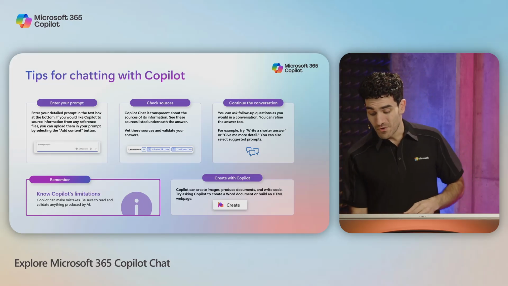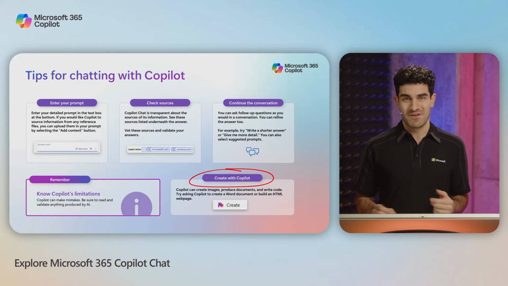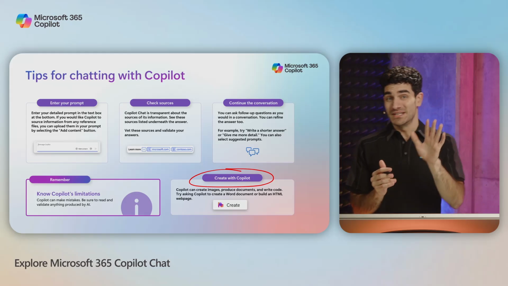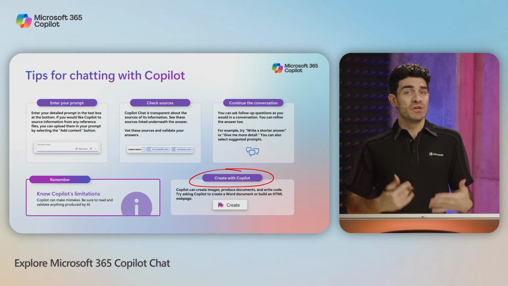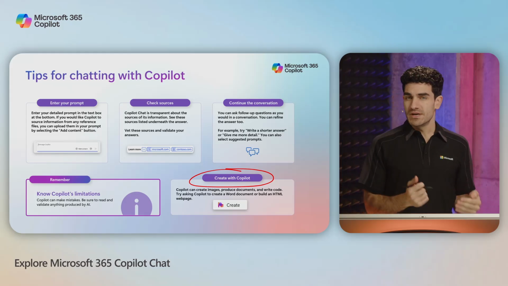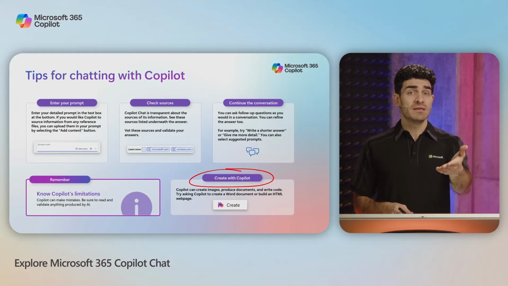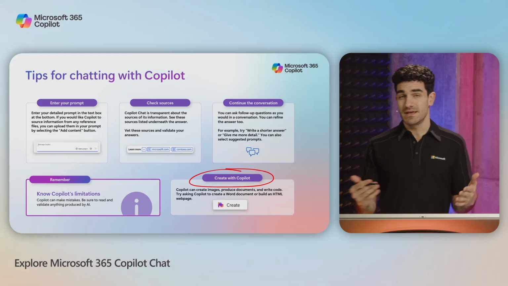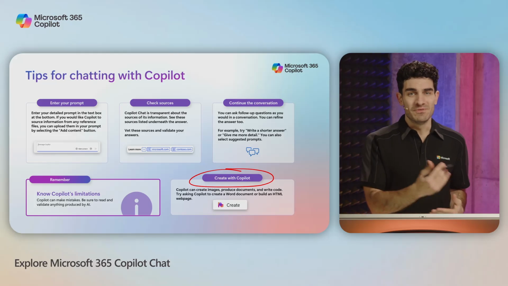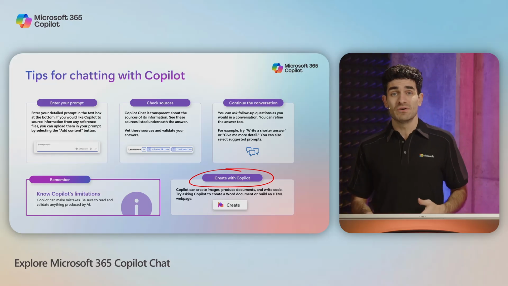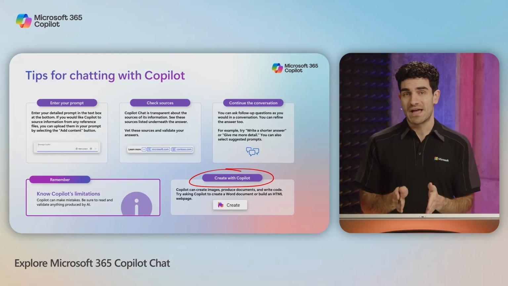You can also create new things with Copilot. And this is not only text. Copilot is able to generate rich imagery with greater precision than we've had in the past. So you can ask it to produce a document from scratch or even create an image. And Copilot will be able to do that and provide it for you to download, all directly within the chat interface.